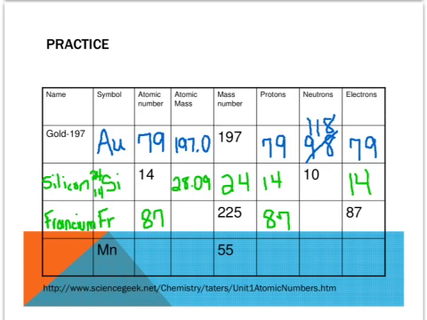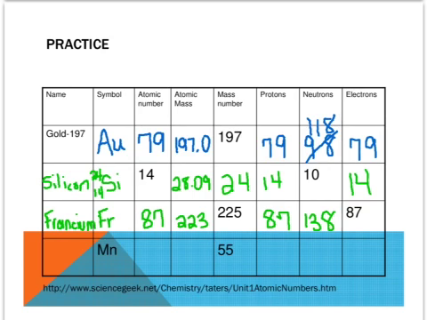When we look at the mass number in this case, it is 225, and we want the number of neutrons. So if we take 225 minus 87, we get 138. So we get 138 neutrons.